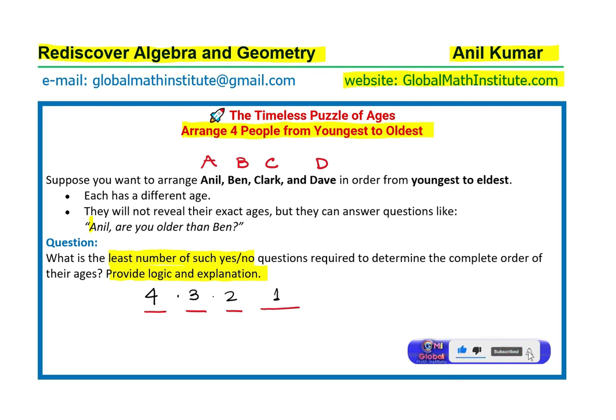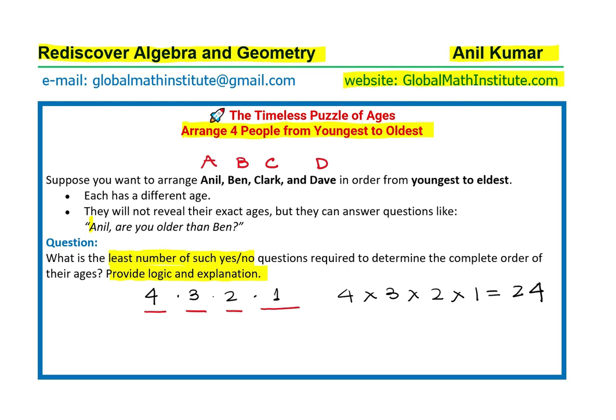So in all, we have 4 times 3 times 2 times 1, which is 12 times 2, 24. So the arrangement of these four persons as per their ages could be 24, right? We also call this a permutation. Out of these 24 ways, only one is correct. You get the whole idea. And how do we get to that correct answer?